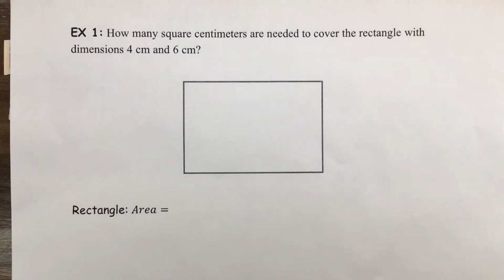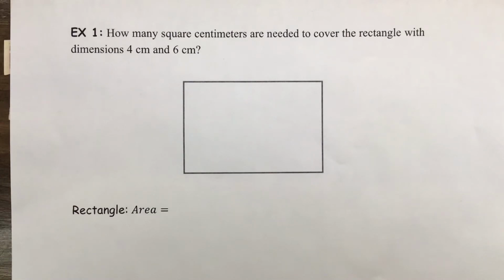Example 1, we're asked to figure out how many square centimeters are needed to cover a rectangle with dimensions 4 centimeters and 6 centimeters. So what we're really doing here is taking a literal approach at looking at area. We're going to figure out how many square centimeters it takes to cover that figure. The number of square centimeters it takes to cover that would essentially be the area. Then based off of observing this, we should be able to figure out an area formula for a rectangle.